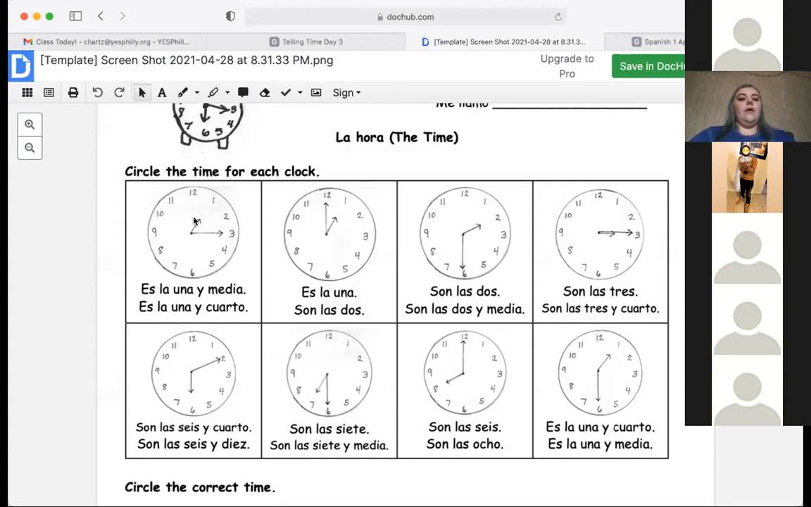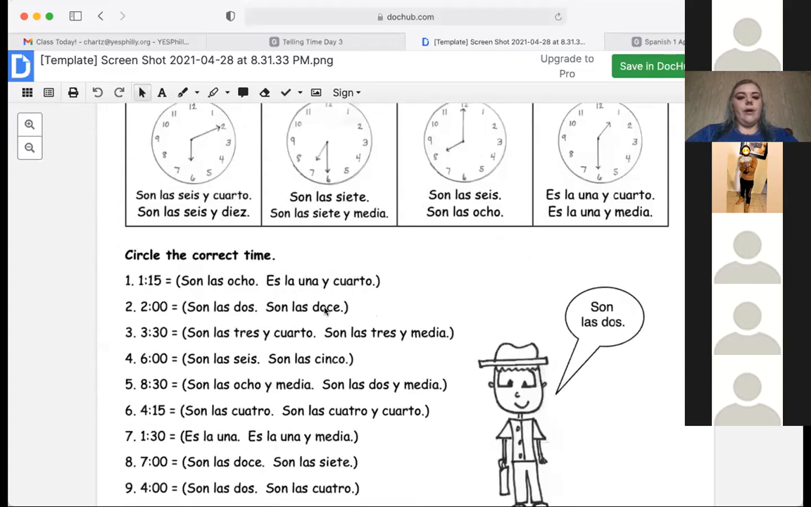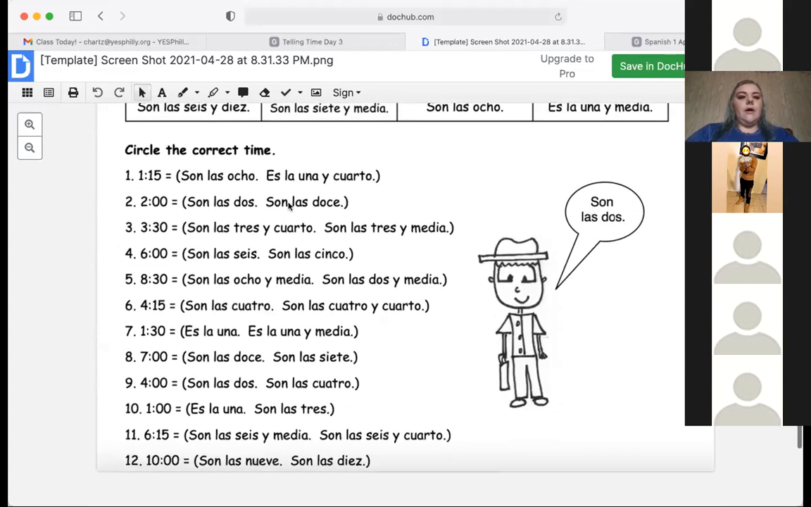So it's 1:15. It's not going to be es la una y media, it's 1.5 hours, so that would be 1:30. So it's not going to be that one. The next one is 1.25 hours, so it's 1:15. So that is the correct one. If you just want to make a Google Doc or whatever and write your answers in that, that's fine. And like I said, if you have problems viewing this, please let me know, and I will find out.